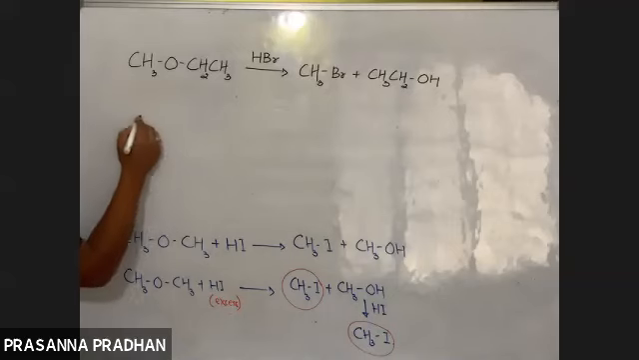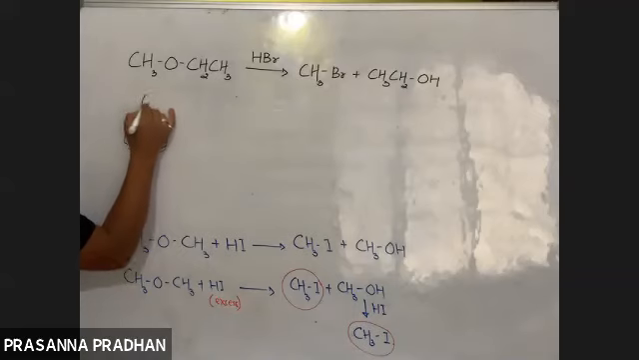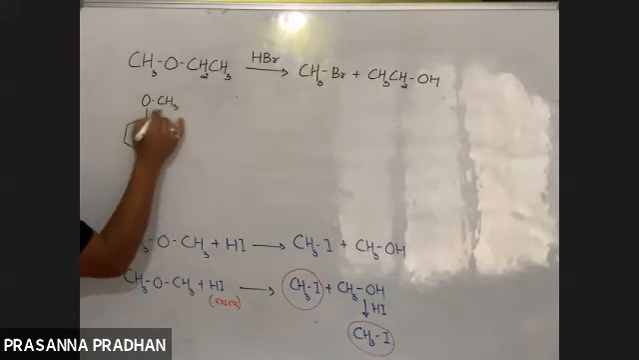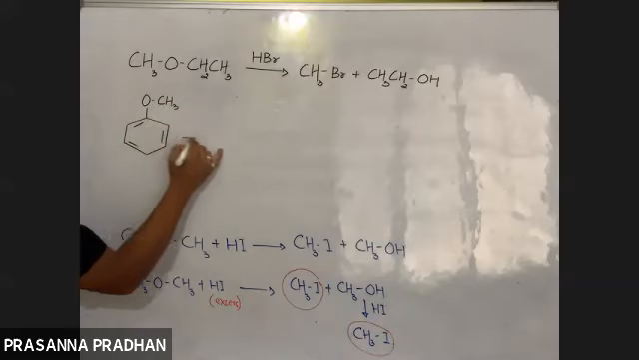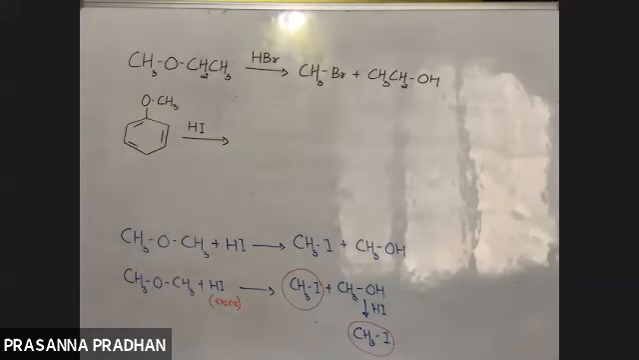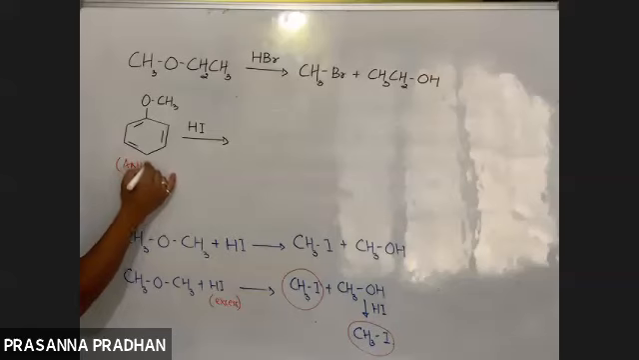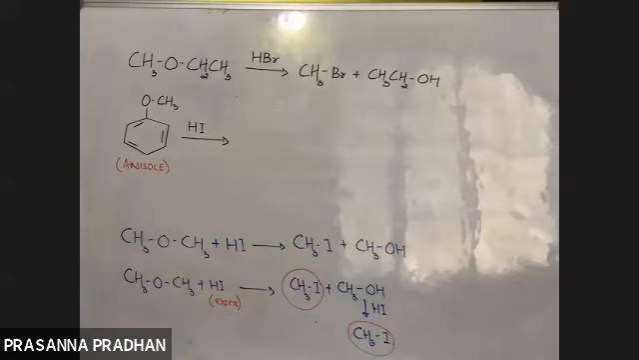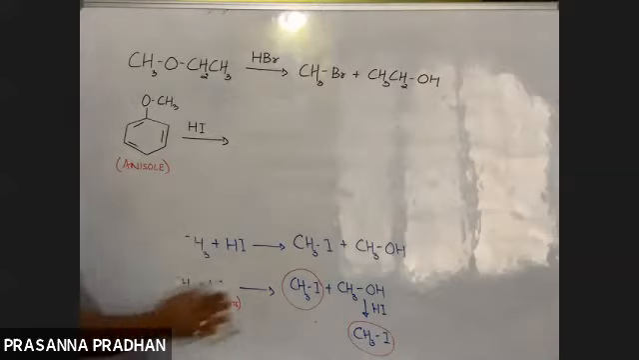Now what happens when anisole, OCH3 on a benzene ring, reacts with HI? So do this. What is the common name of this compound? The common name of this compound is anisole. So what happens? Just tell me. What are the final products?